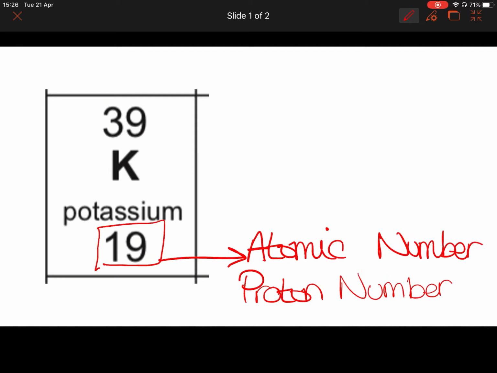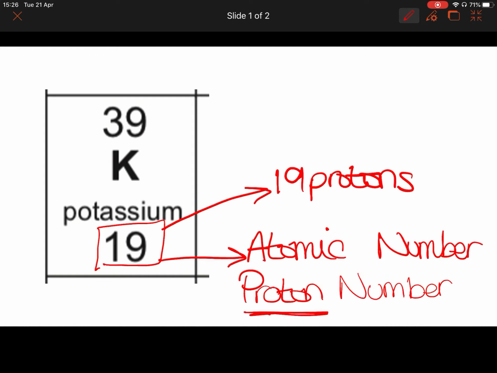It's also going to tell us how many electrons we've got, because in a normal atom, we must have the same amount of protons and electrons. They must cancel each other out. Those charges, protons are positive 1, electrons are minus 1, they must cancel. So in this case, we have got 19 protons, because that's our proton number, and we've also got 19 electrons, because they must cancel each other out.